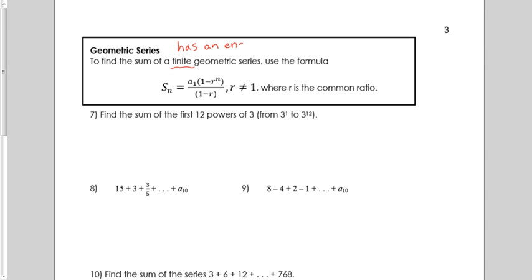Right, there's a specific number of terms. To find the sum of a finite geometric series, we use this formula right here. It also says on the formula sheet that r can't be equal to 1. We should recognize that because that would create division by 0. And it also tells us that r is the common ratio, just like it was in a geometric sequence.